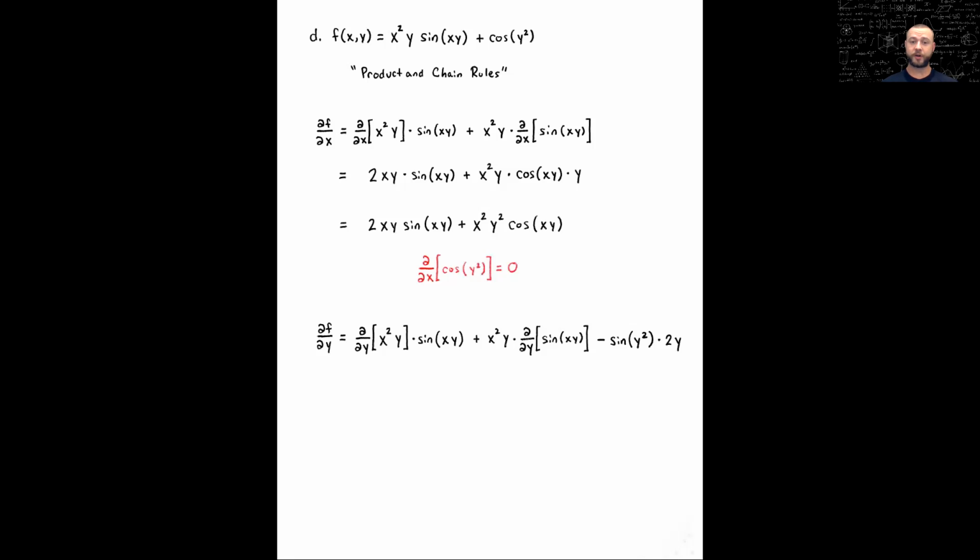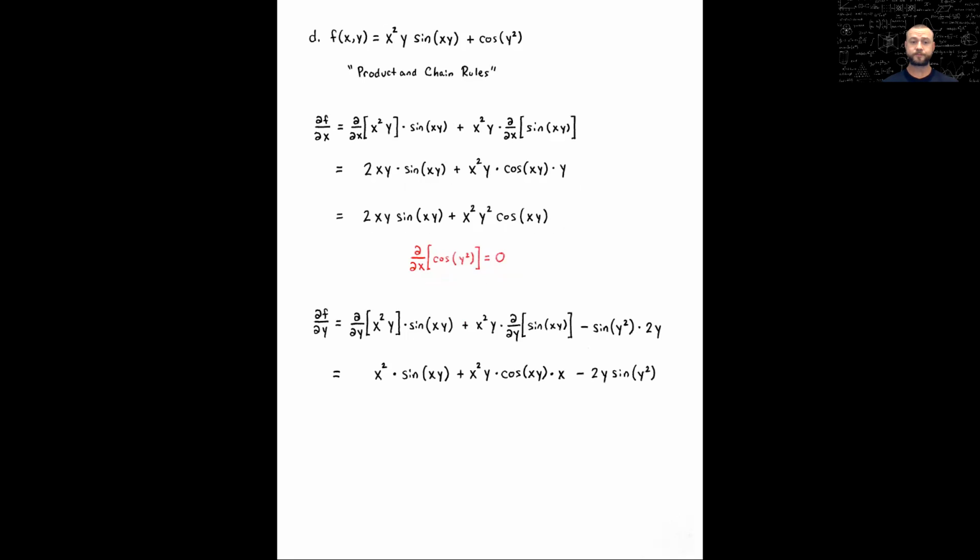All right, the first two terms come from the product rule there. So very similar above. We're going to differentiate x squared y with respect to y, multiply by sine of xy, and then we add to that x squared y times the y partial derivative of sine of xy. All right, the calculations are extremely similar to above.